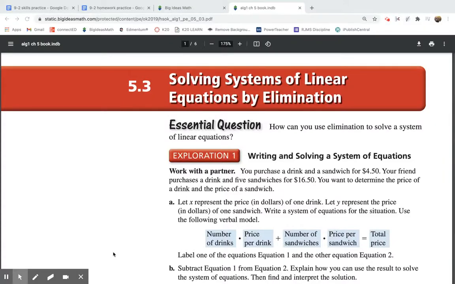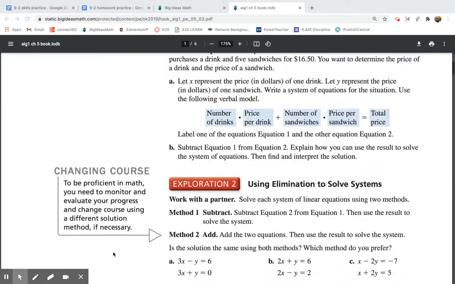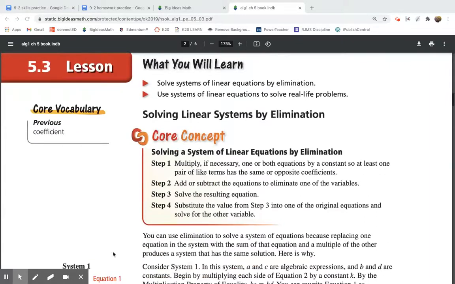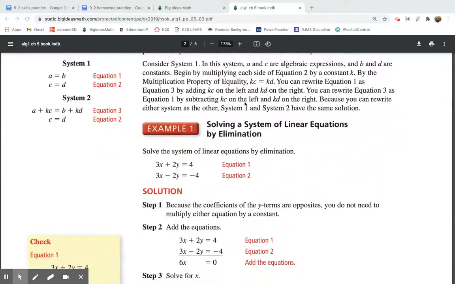Okay, this is lesson 5.3, solving systems of equations by elimination. So we've already looked at graphing and substitution. Now the last type of solving systems of equations is elimination. Okay, so this first example, it's way on down.